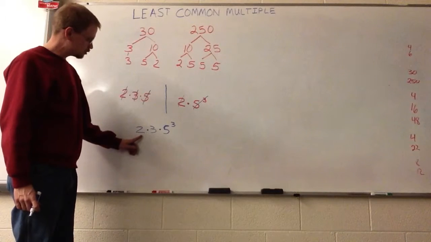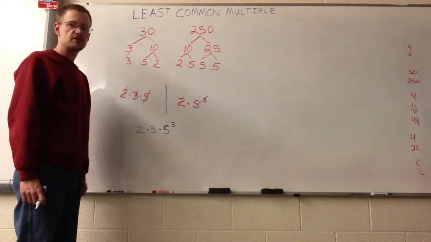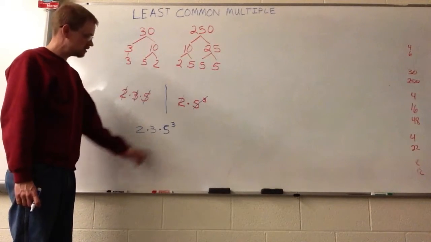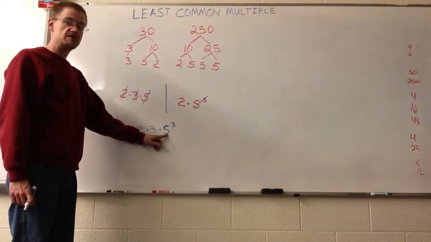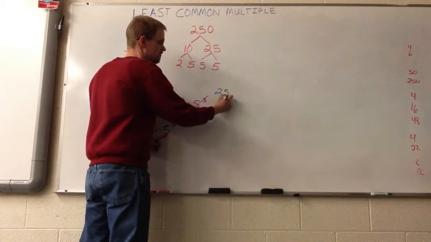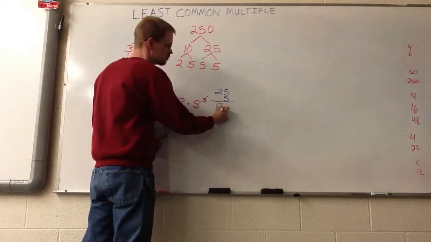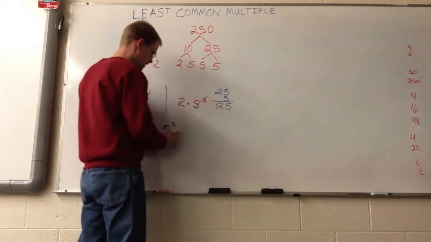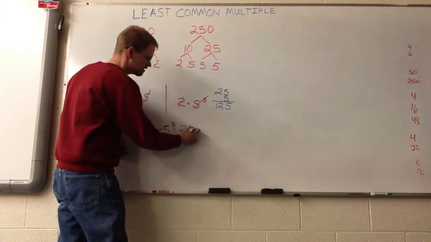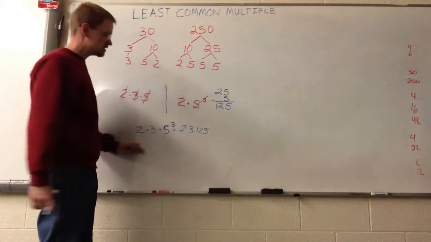Our least common multiple will be 2 times 3 times 5 to the 3rd power. If you remember order of operations, we should do the exponents first. 5 times 5 is 25. Okay, we'll do that over here. 25 times 5 again, because we had to the 3rd power. That leaves us with 125. So we have 2 times 3 times 125. Okay, we can simplify further.